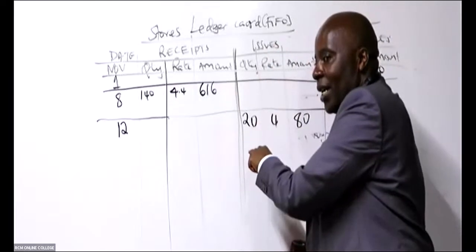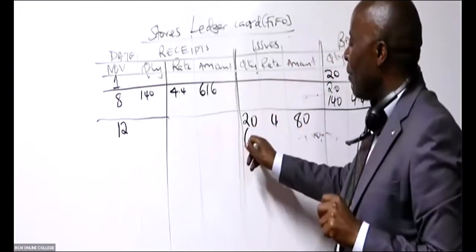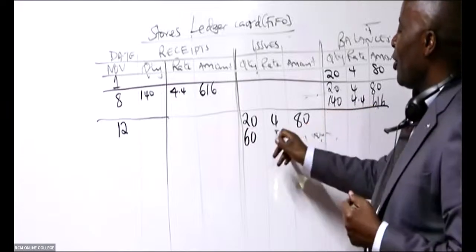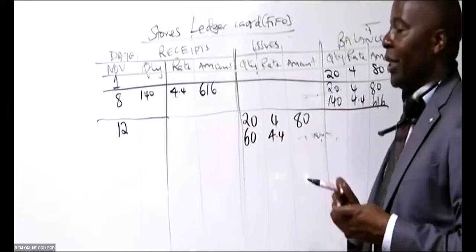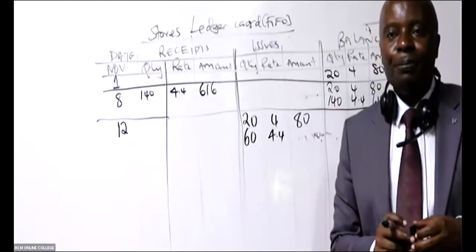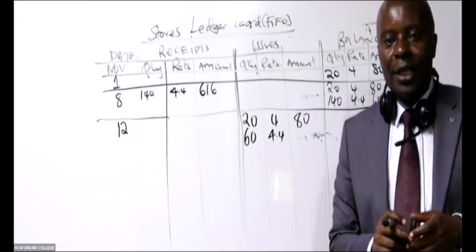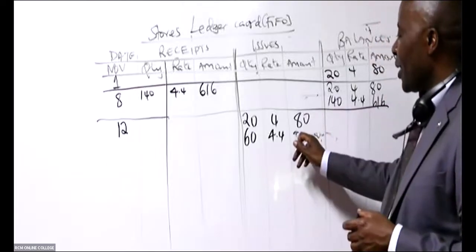So what is the balance here? 60. So the 60 will come from which batch? The batch of 4.4, isn't it? So what is 60 times 4.4? 264. So we have here 264.